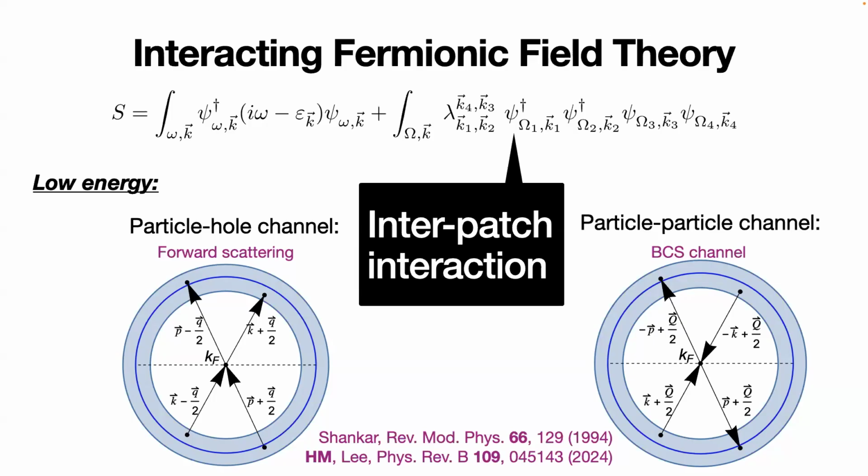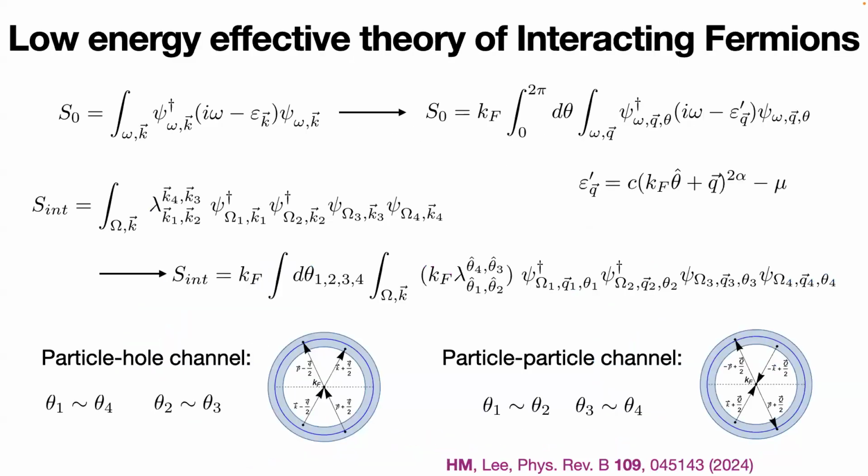One is the particle-hole channel. It describes a particle-hole pair with very small momentum transfer scattered into another particle-hole pair. And in the particle-particle channel, we have a particle-particle pair, or Cooper pair, with very small center of mass momentum scattered to another Cooper pair. So these 2 processes are allowed in the low energy limit, and we can write down our low energy effective action.